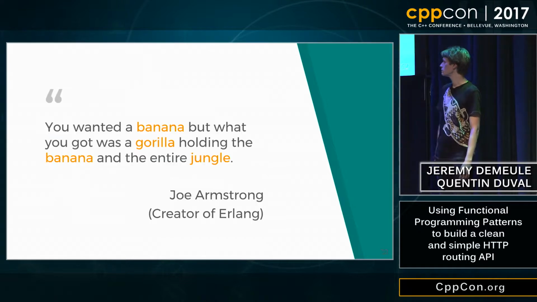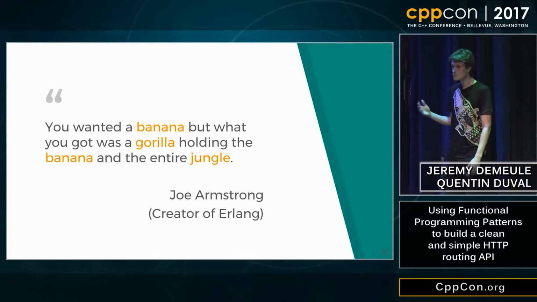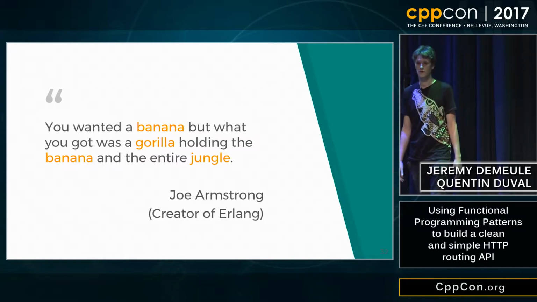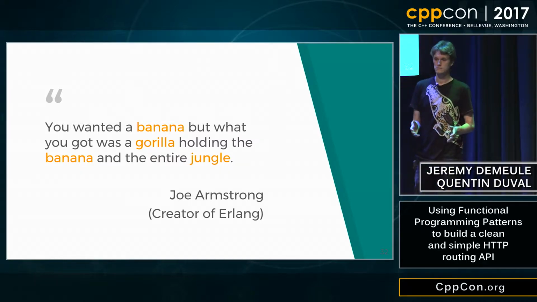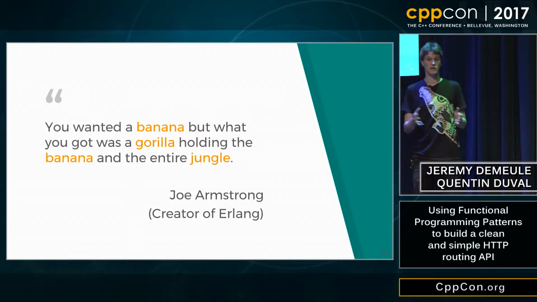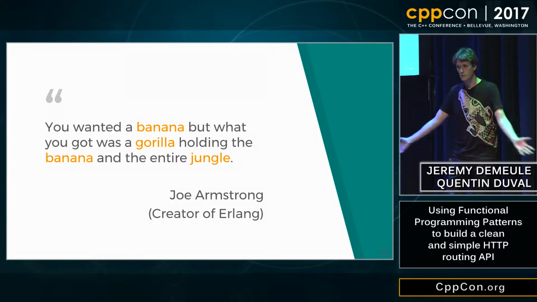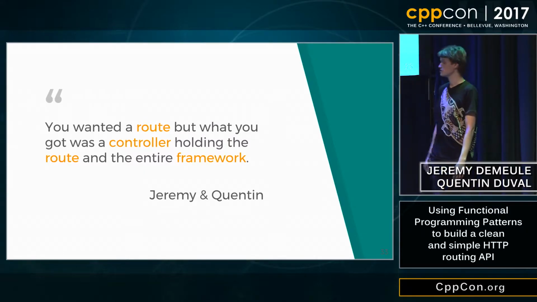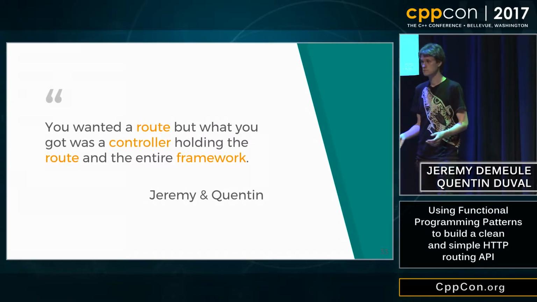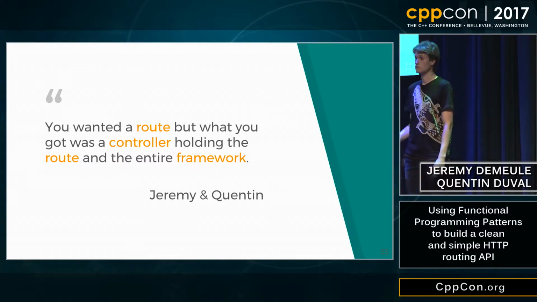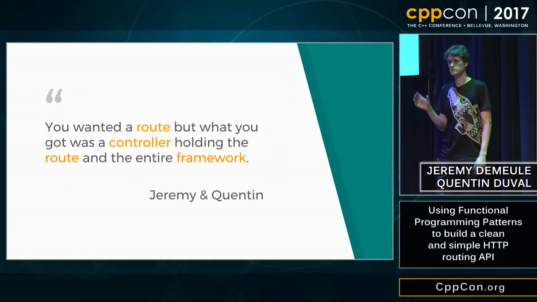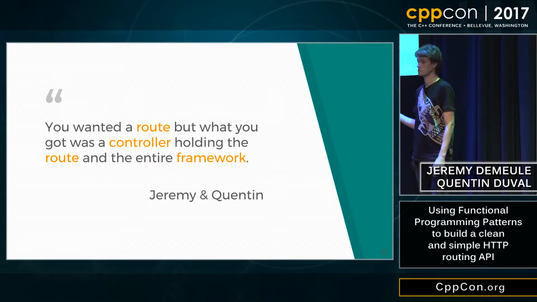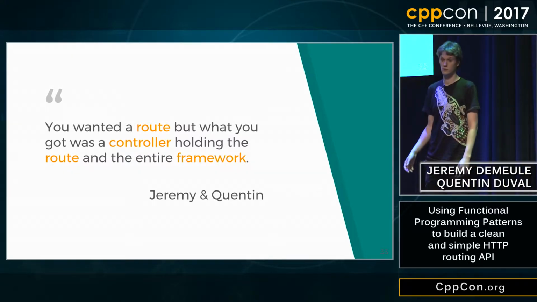So we end up with a situation which is pretty much depicted by Joe Armstrong, the creator of Erlang, who describes the situation in which we want a banana, but in fact what we get is a gorilla that holds the banana, and the gorilla is so much attached to the jungle that in fact we get the whole jungle. In our case, that would be this. We just want a route, for instance, to test it, and the route is inside the controller and needs the controller to be able to do its stuff. And this controller also has annotations to the framework, so in fact we cannot test a route without the framework.